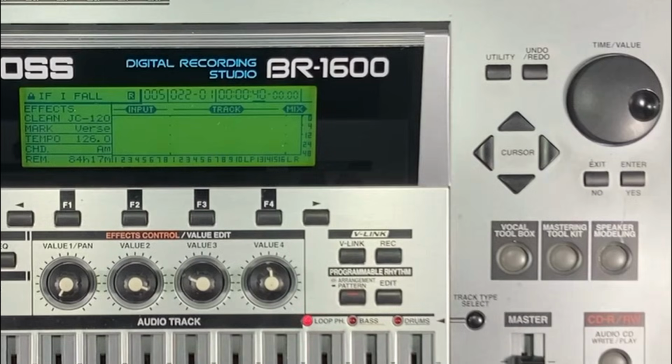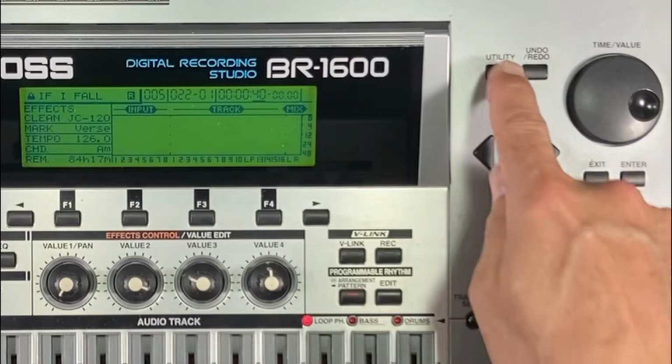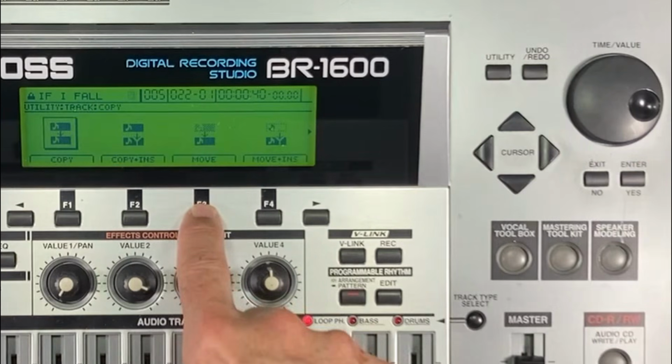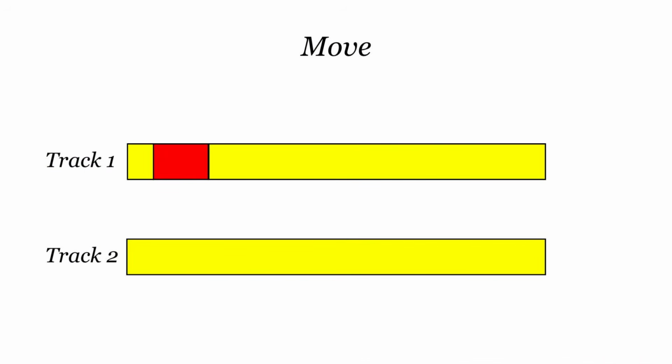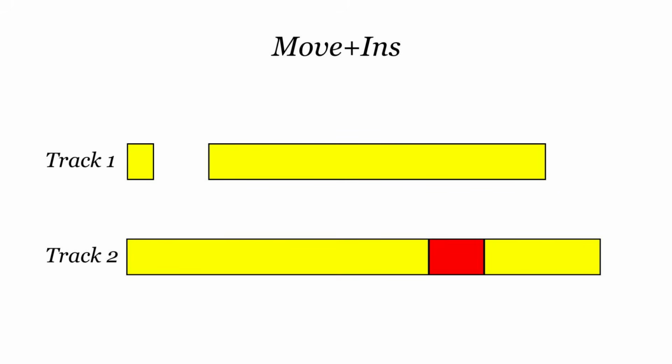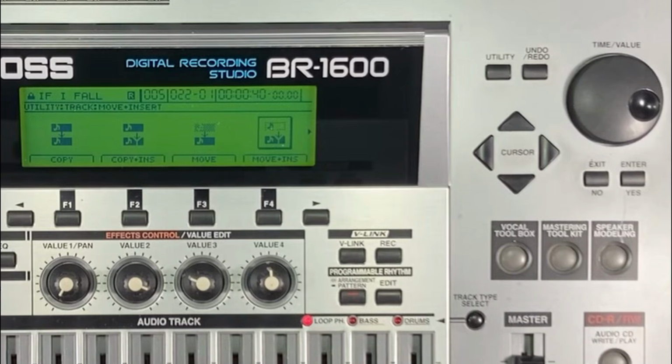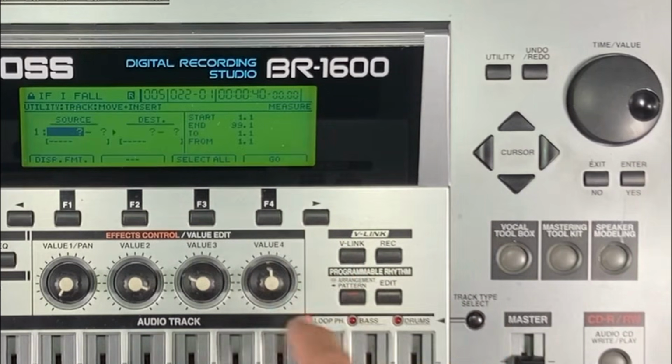The move function is similar to copy and is used to move audio from any track location to another. When audio is moved, the original location is left blank. From the utility screen, press F3 Track. There are two options: Track Move, which moves audio to either the same track or a different track and overwrites any existing audio, and Track Move and Insert, which creates space first by pushing the existing audio out before moving the new audio in. Similar to Track Copy and Insert, Track Move and Insert is fairly limited in its use.